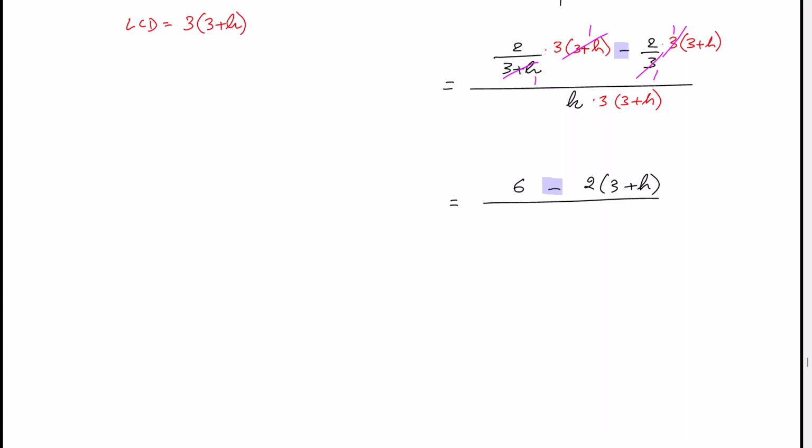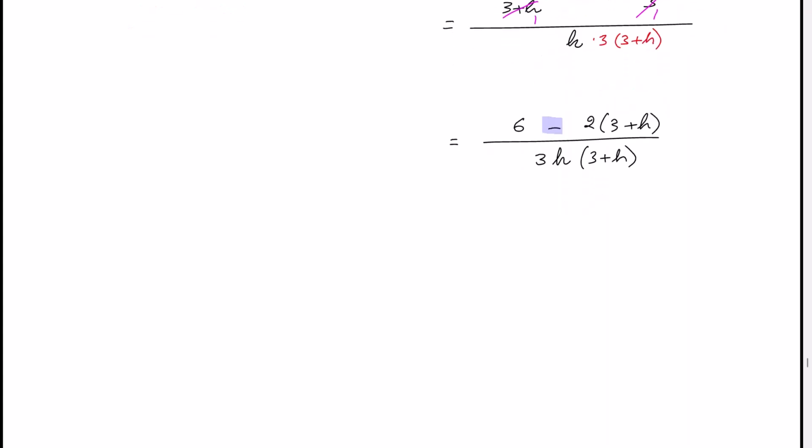And down on the denominator, nothing cancels out. I'm just going to write 3h and then 3 plus h. I'm not going to distribute anything down on the denominator yet, because typically what happens is some numbers will cancel out in the process. That's why I leave it in the factored form.